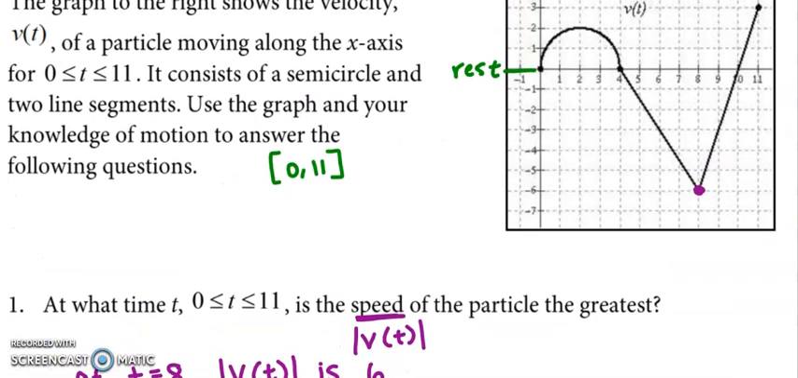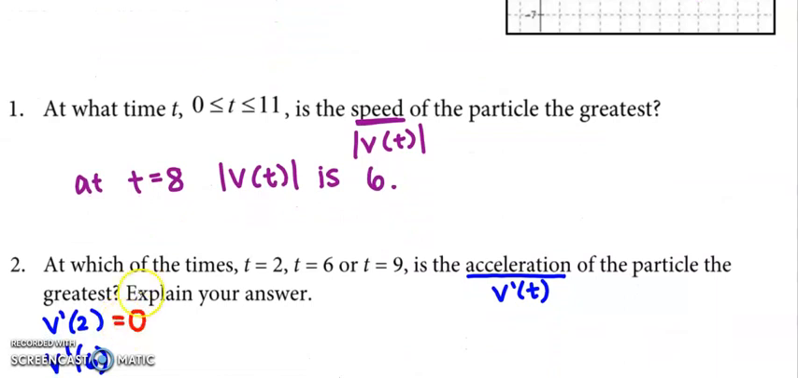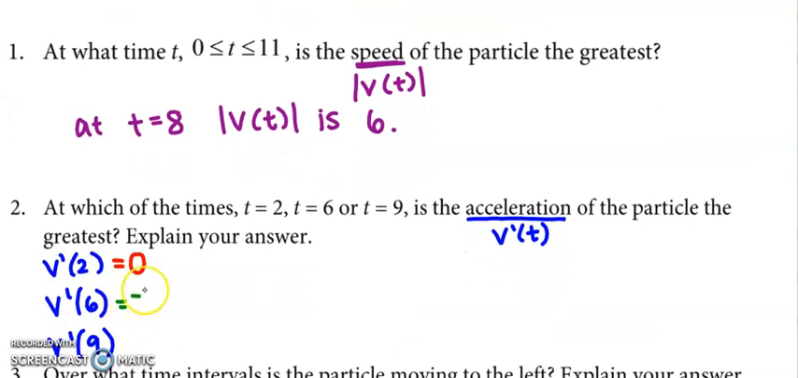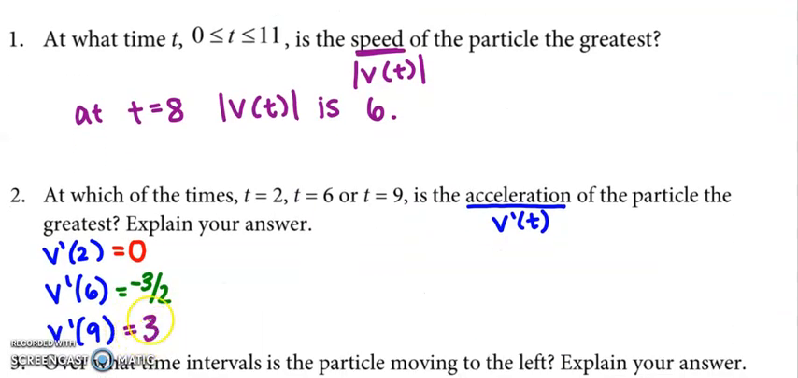Well, looking at my graph, v prime would be the slope of the tangent line. The slope of the tangent at 2 is horizontal, so v prime of 2 is equal to 0. The slope of this graph at 6 would be the slope of this tangent line, which is linear, and it looks like we go down 1, 2, 3, and over 2, so -3/2. And then the slope at 9, so over here at t equals 9, our slope is this little purple line, which looks like a slope of 3.